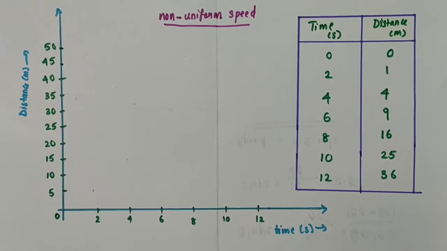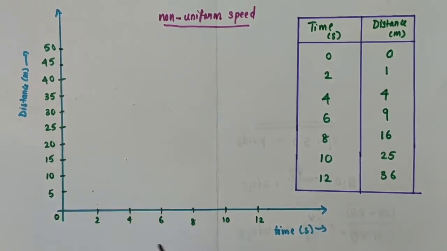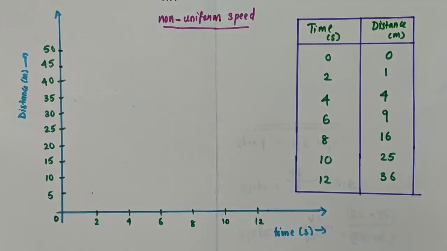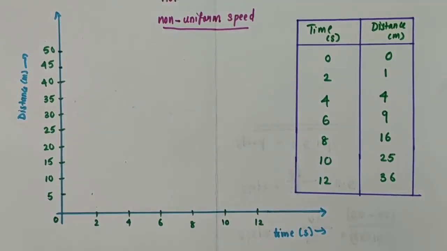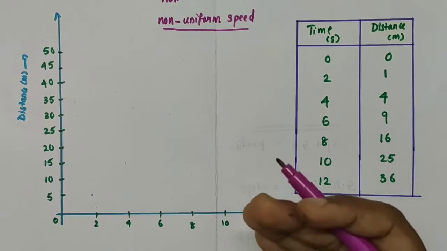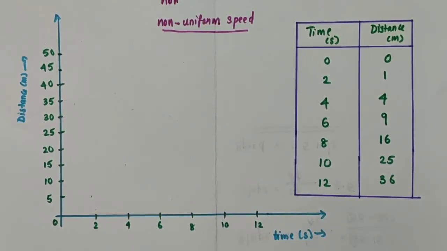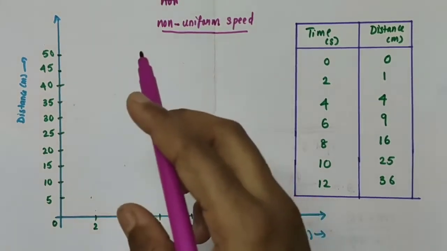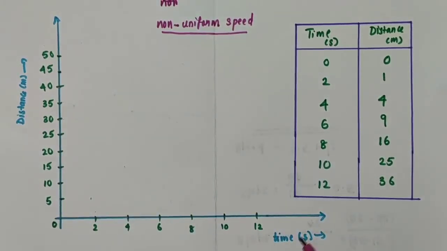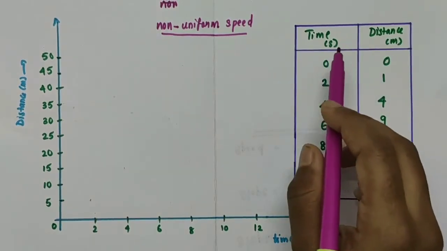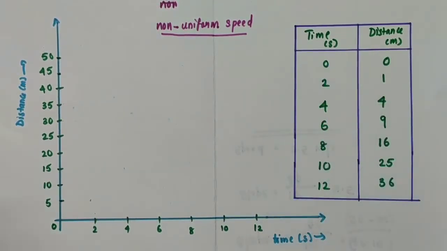Now, let us see the nature of the distance-time graph for an object moving with a non-uniform speed. That is an accelerated motion. If an object covers unequal distances in equal intervals of time, we can say that that object is moving with a non-uniform speed. A table of time values and distance values is given here. The time is measured in seconds and distance is measured in meters.